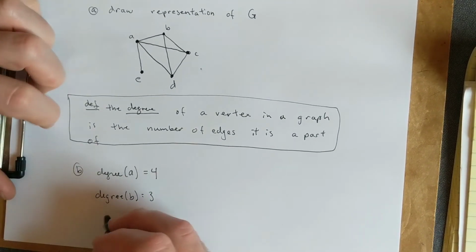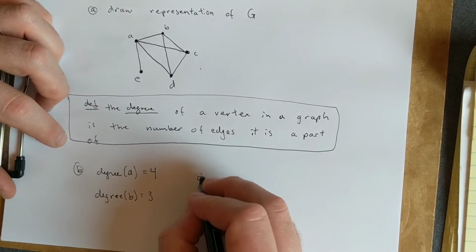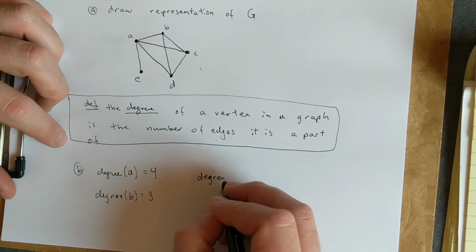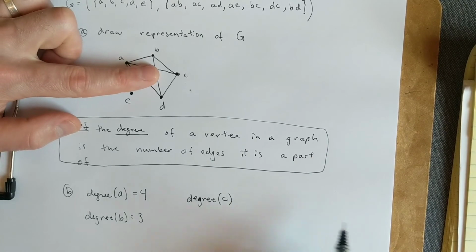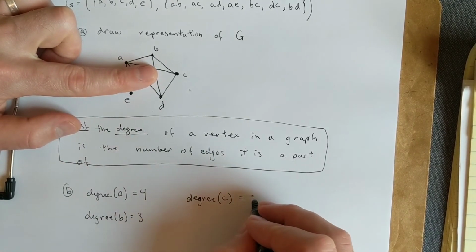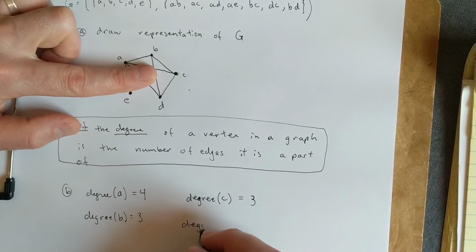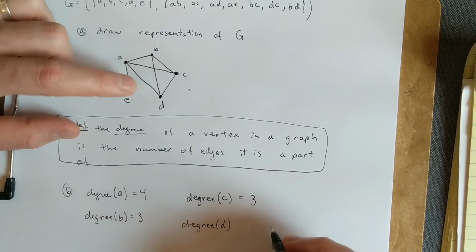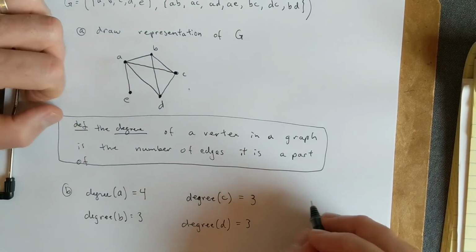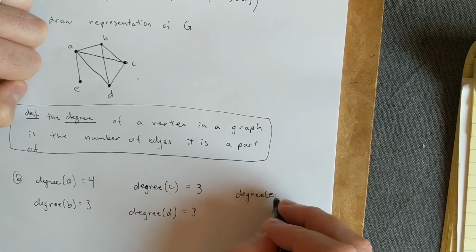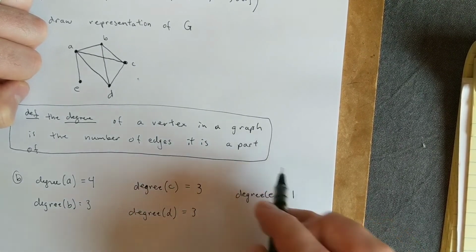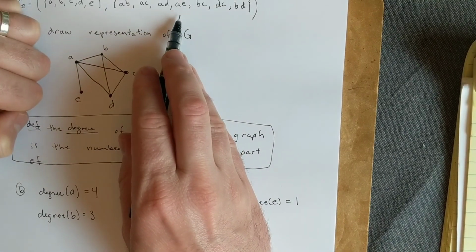So let's go ahead and do this for the rest of them just so we have some more examples. The degree of C is also going to be 3. The degree of D will also be 3. And then finally, the degree of E is 1. All right, it only ever shows up in this one edge here.